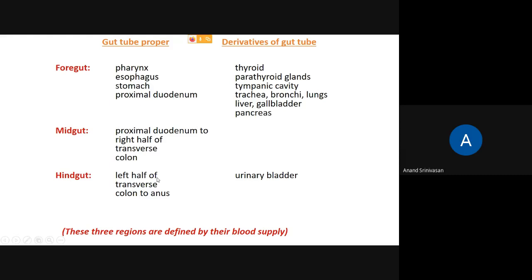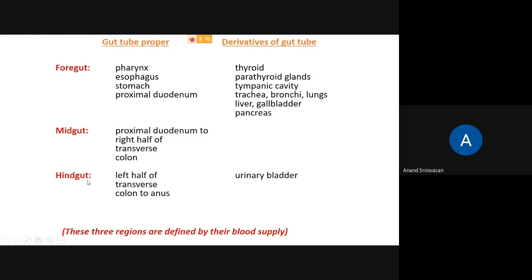Now the hindgut, the remaining part of the GIT, arises from the hindgut. That is the remaining one-third of the transverse colon. After the transverse colon, it is the descending colon, the sigmoid colon, and then the rectum and anus. So these structures develop from the hindgut. Apart from this, the urinary bladder also arises as a part of the hindgut.